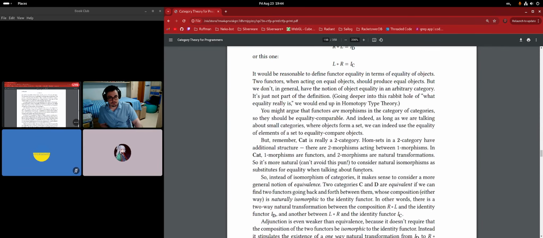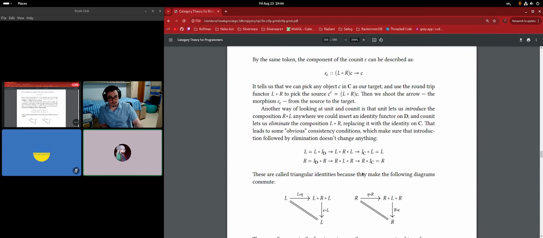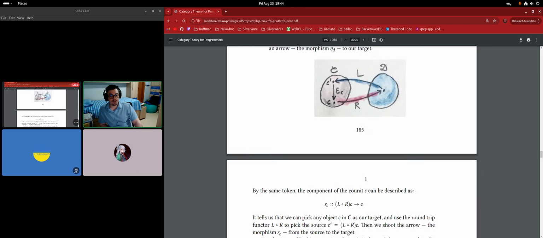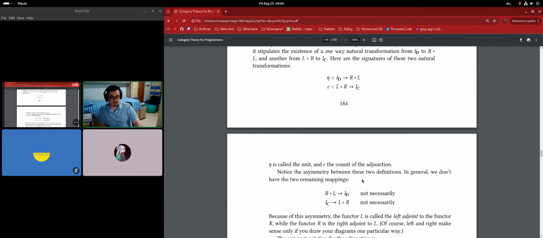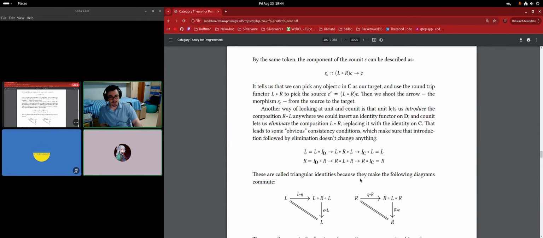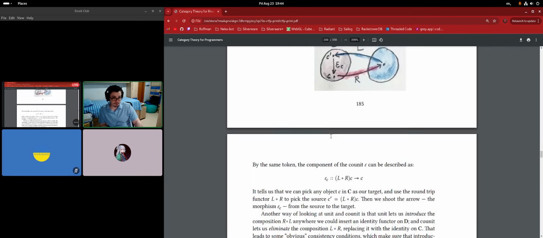But that's kind of sus. Why? Because this step is using what? Oh no, we are using what we have. I thought we were using the forbidden stuff. No, we're using what we have. It's just associativity, basically. And the same applies to R. These are called triangular identities because they make the following diagrams commute. Yeah, that's basically what we're seeing here.